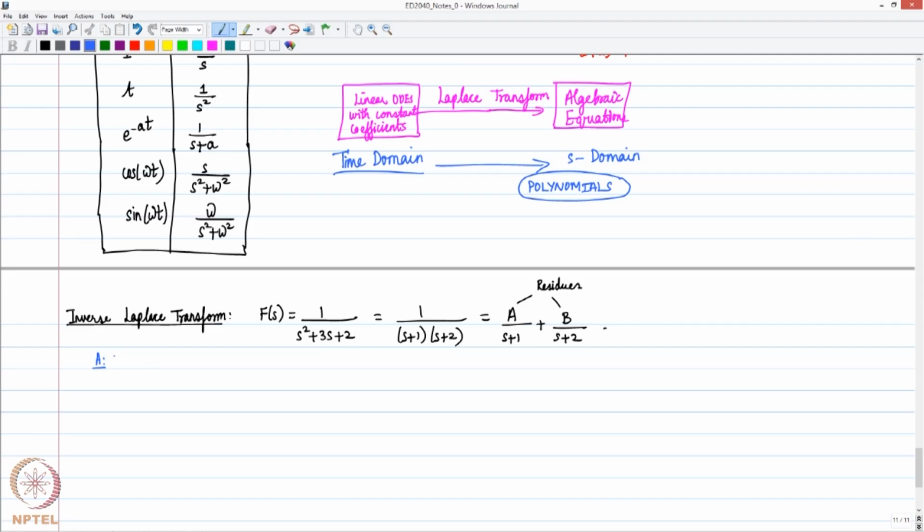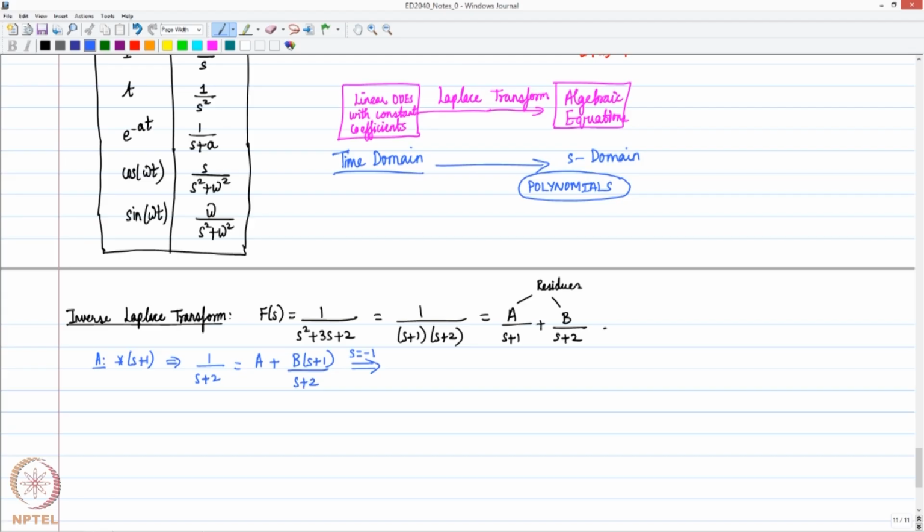So if I want to find A, what I do is I multiply both sides by the factor s plus 1, which is in the denominator. So this implies that the left hand side will become 1 divided by s plus 2, the right hand side will just become A, and then I will have B times s plus 1 divided by s plus 2. Now this equation is valid for any value of s, right. So what I do is I substitute the root of the factor that I have multiplied with.